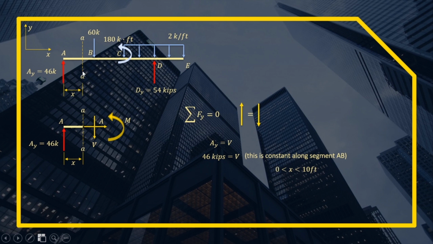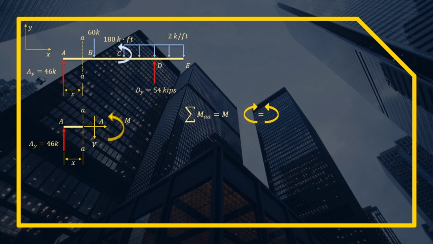Kasi nga, 0 to 10 kasi yung AB natin, or segment AB, that is 10 feet. So every segment, guys, that is 10 feet. So para makuha natin yung moment about section AA, we'll use summation of moment about section AA, equate natin sa M or the moment. So equate natin lahat ng clockwise moment sa lahat ng counterclockwise.